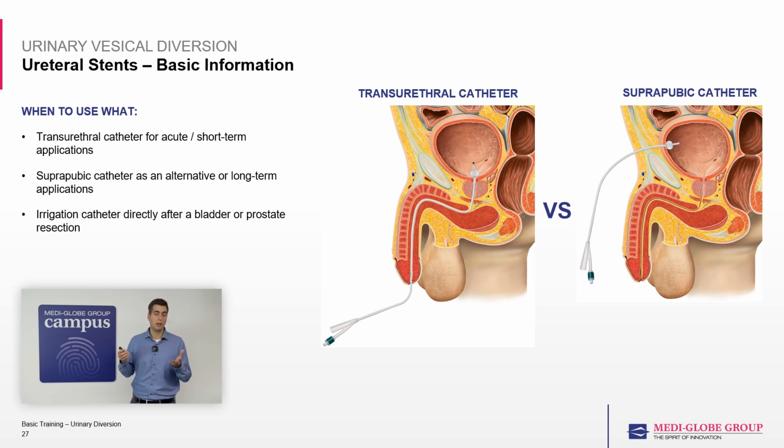Last but not least, the irrigation catheters, also transurethral, are normally not used when there is a blockage, but are used to prevent a blockage after a procedure, for example, the resection of a prostate, as I said, or the resection of bladder tumors, where there will be bleeding after the procedure. Now you want to insert an irrigation catheter to be able to flush and drain the bladder continuously over a period of time, making sure there won't be a blockage in the future.